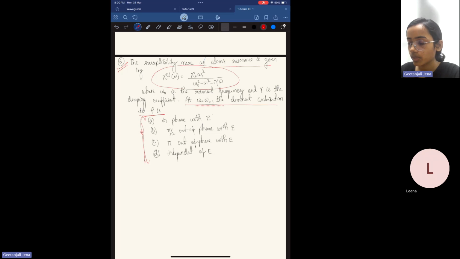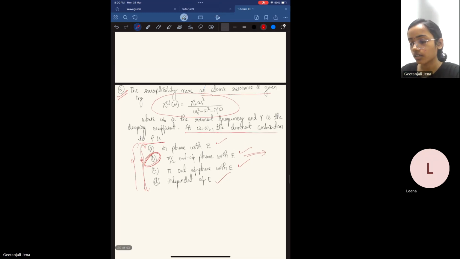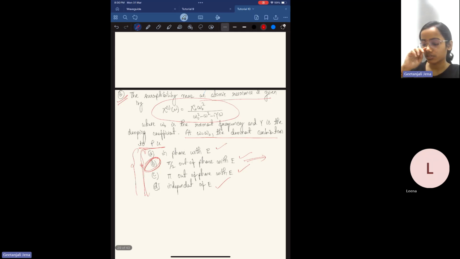Option A says P will be in phase with the electric field, and B says it will be pi by 2 out of phase with E. Option C says it will be pi out of phase with E, and option D says it is independent of E. So I'm just giving this to you to solve. The answer will be option B. Let me know whether you are getting the answer or not. We'll see if you are getting stuck anywhere. I will clarify the doubts in the next live session.